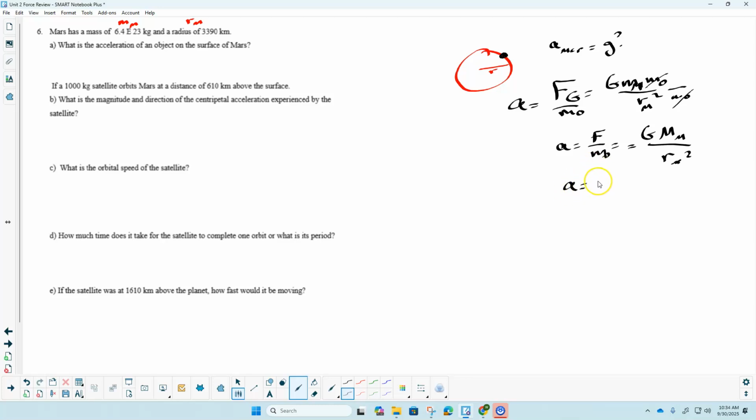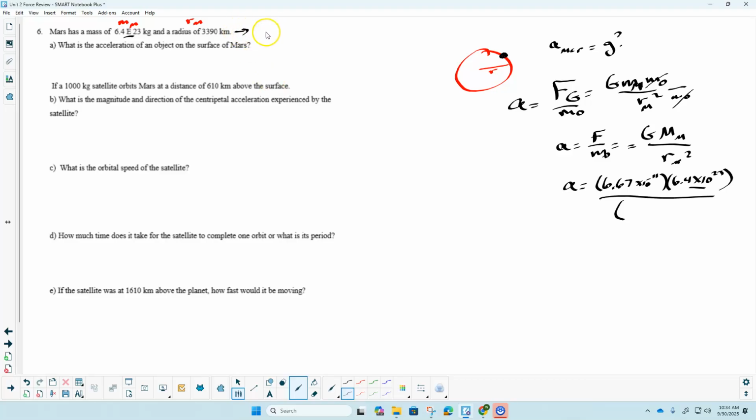All right, so we're going to plug in those numbers. Again, be careful in your calculator. There are some exponents here. So it'd be 6.67 times 10 to the negative 11th. That's the universal constant, times 6.4 times 10 to the 23rd. E stands for times 10. That's this part here, exponent 23rd. And then we're going to divide that by the radius squared.